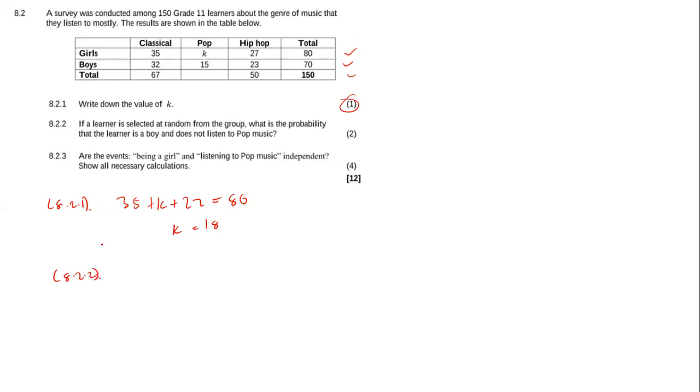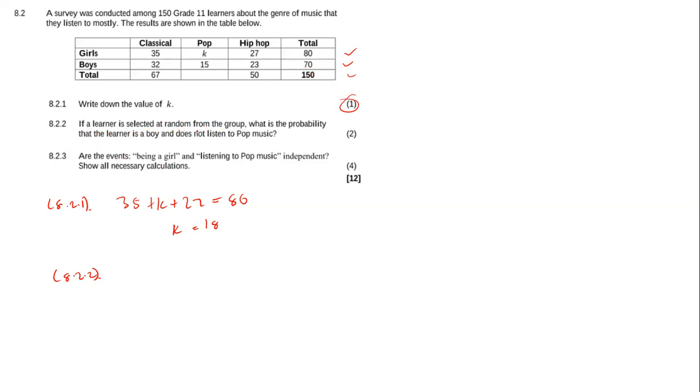8.2.2, it says to us, if a learner is selected at random from the group. You see, this statement itself is very important. A learner selected at random, what does that tell us? It does not matter whether you select a boy or a girl. So what will be the total number out of which you're going to select? You're going to select out of 150, because in the 150 there are girls and boys. That's the first thing that you need to understand. You need to know how to analyze this.